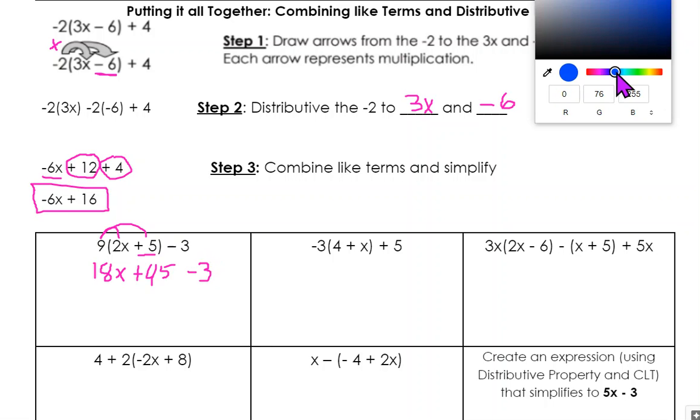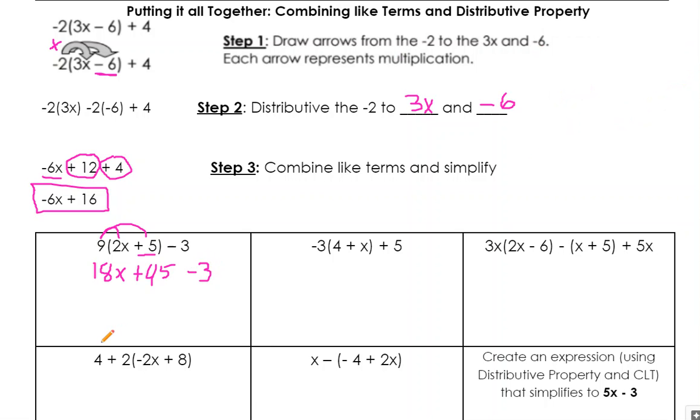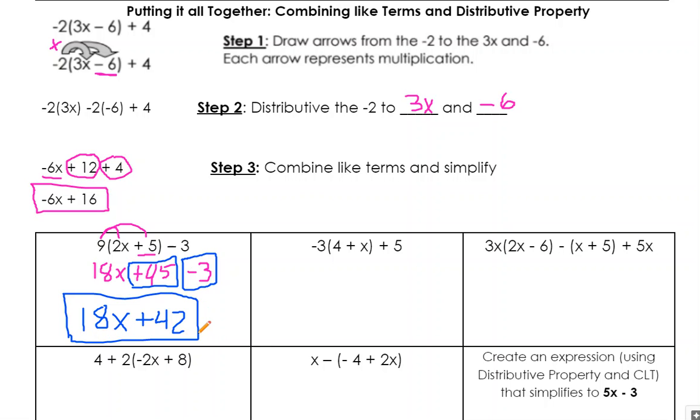All right, so after I distribute, then I want to look at it and say, what can I combine here? Well, I want to start with my 18x. Is there any other x's? There's not, right? So I know that's going to be my first part, 18x. There's nothing else I can combine that with. But then I see I have a positive 45 here, and I have a minus 3 here. Those are constants. They're just numbers. I can combine those. 45 minus 3 is 42, and it's a positive 42, so I'm going to put a plus in front of it. So 18x plus 42, that right there is my answer. Okay?